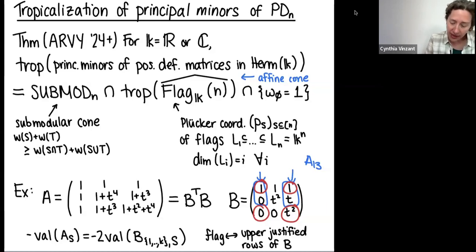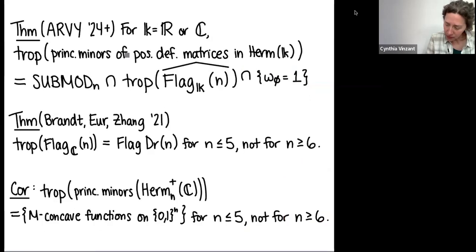So to me, this is nice because this really relates two different notions of representability. One is principal minors of positive definite matrices, and the other is being an element of the tropical flag variety. So here's this theorem once again.